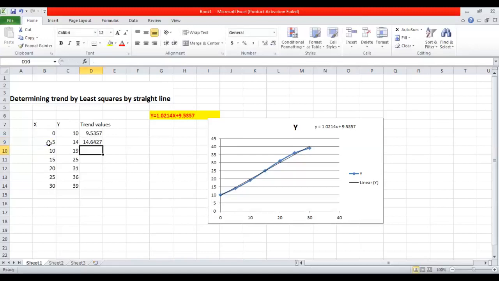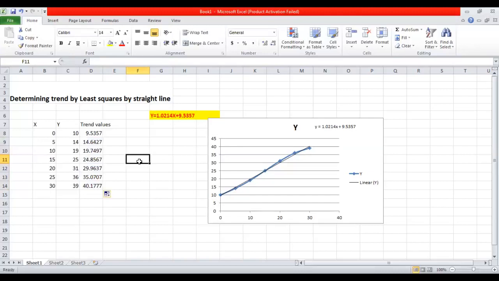Click enter, we'll get the next trend line value. What is another procedure for the remaining values? Select these values, and if you drag it up to the required values, we get all the trend values. So these are the trend values. Whenever the question is given, you need to find the trend values by using the straight line.